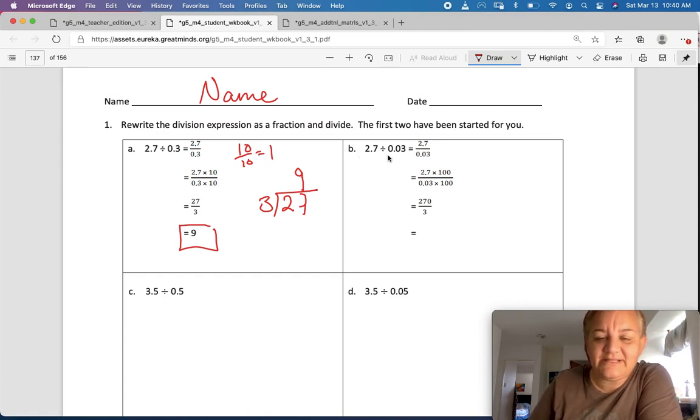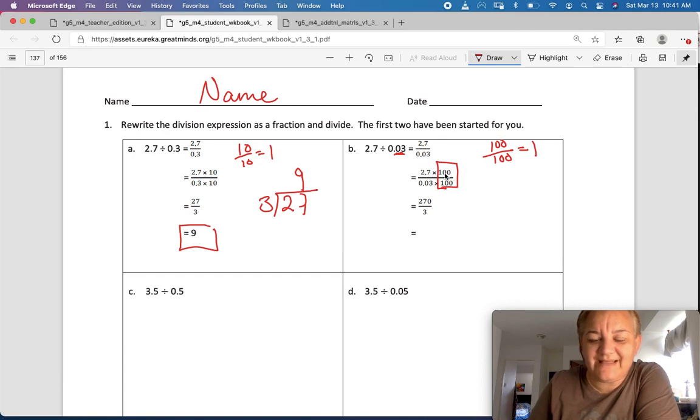Now let's try it, and be careful here. Now we have 3/100. So we have 2 spaces to the right of the decimal. So instead of multiplying by 10, we're going to multiply by 100. 100 over 100 still equals 1, because you can multiply any number by 1 and the value stays the same.